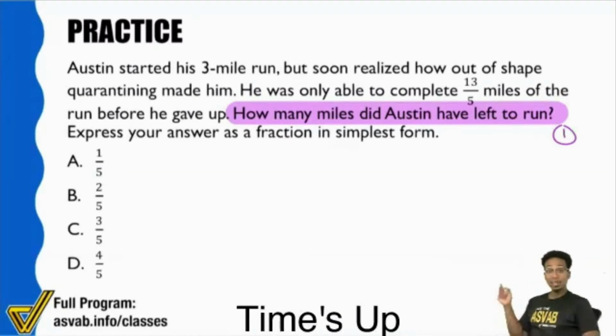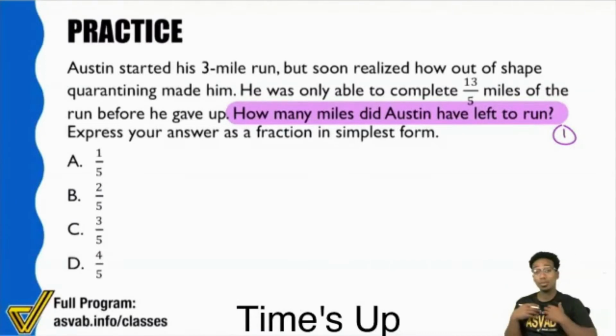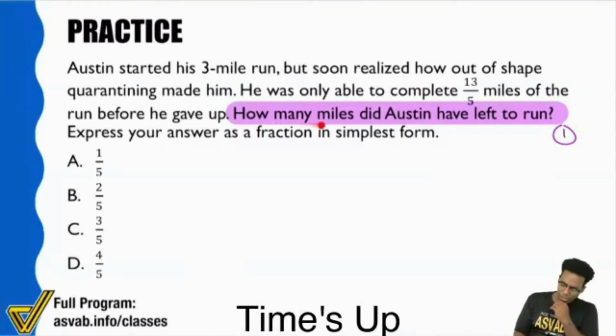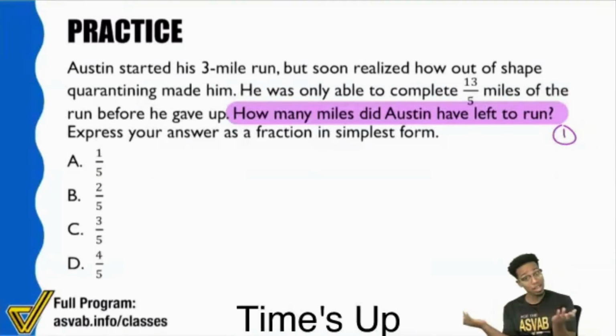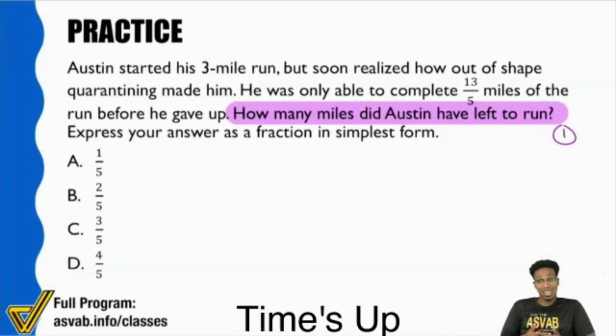Guys, that statement tells a lot. For me, when I hear that, how many miles did Austin have left to run? When you think about that, it sounds like Austin's trying to get somewhere. And we know where he's gotten up to. And we're trying to figure out how much further he has left to go. Everybody, does it kind of sound like we're going in that direction?